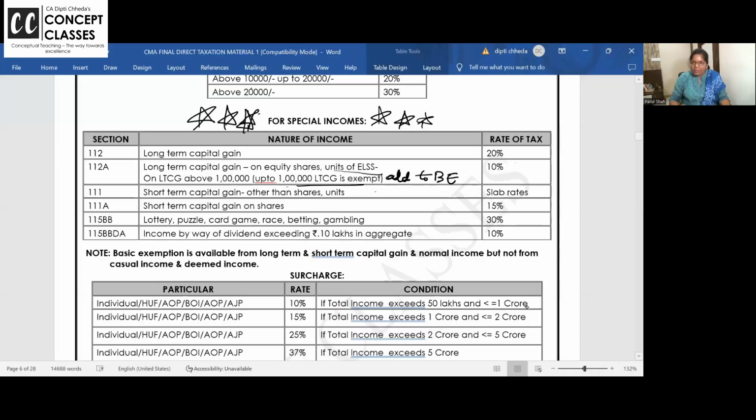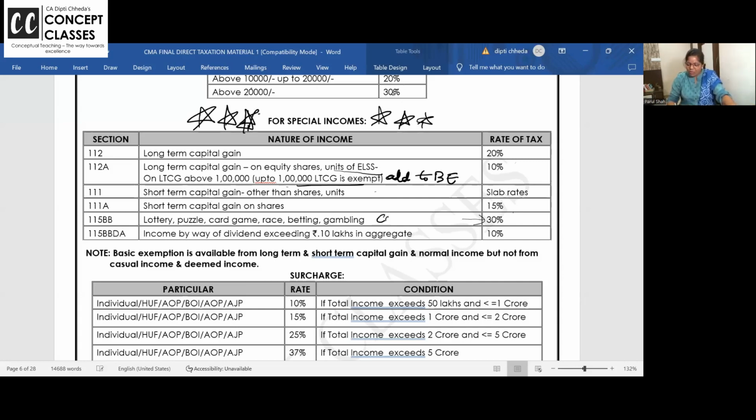Special income, special rates we are doing. Long-term capital gain is taxable at 20%. You will get basic exemption. Long-term capital gain on equity shares 10%. Short-term capital gain other than shares, slab rates, routine. Short-term capital gain on listed shares 15%. Casual income, lottery and puzzle and card game, betting, gambling, quiz. Kaun Banega Crorepati? You get 1 crore rupees, 30% flat you have to pay tax.